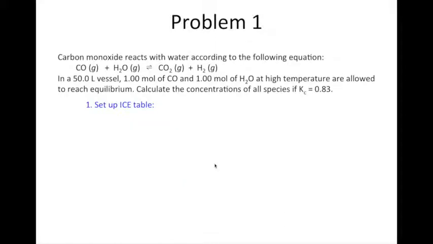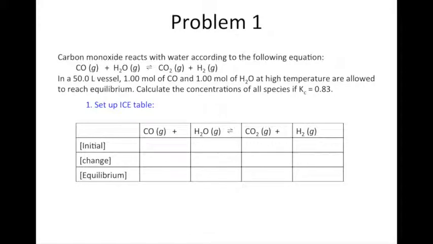Okay. So our first step is that we want to set up an ICE table. An ICE table helps us keep track of the concentrations. We need to keep track of initial, therefore the I, change in concentrations, so the C, and equilibrium concentrations, so E. So we have our initial, change, and equilibrium concentrations here, and then we have our chemical reaction up top.